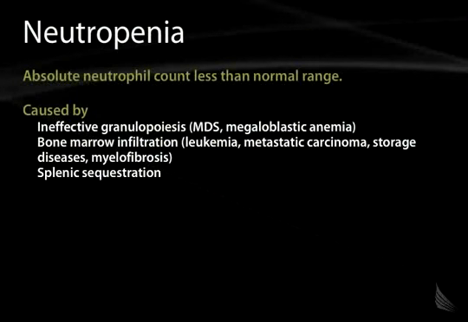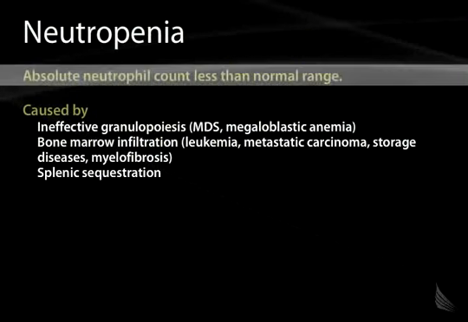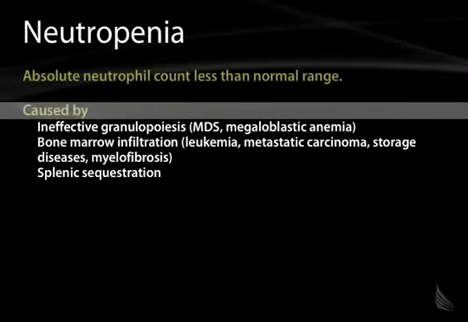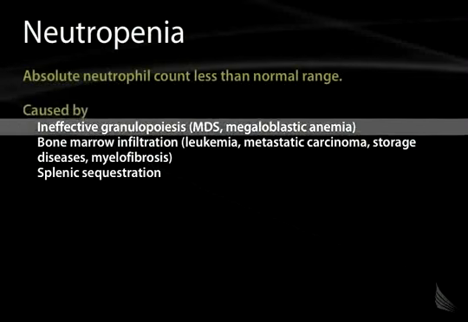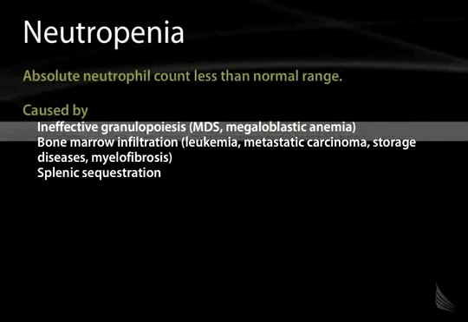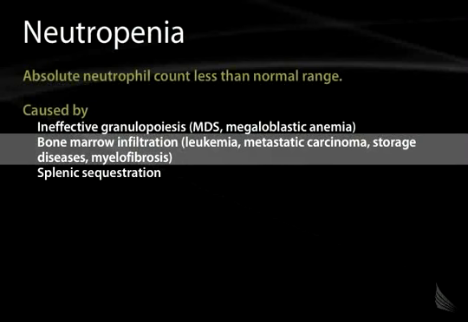Looking specifically at neutropenia, you need to have an absolute neutrophil count less than the normal range, so less than 1,000 or, even more ominously, less than 500. That can be caused by a variety of different etiologies, either ineffective granulopoiesis, a myelodysplastic syndrome, or a megaloblastic anemia, which can cause a lower level of neutrophils circulating in the peripheral blood. Or a bone marrow infiltration in a leukemic state, a lymphomatous state, some kind of metastatic disease, or myelofibrosis, where the bone marrow is simply not producing normally.